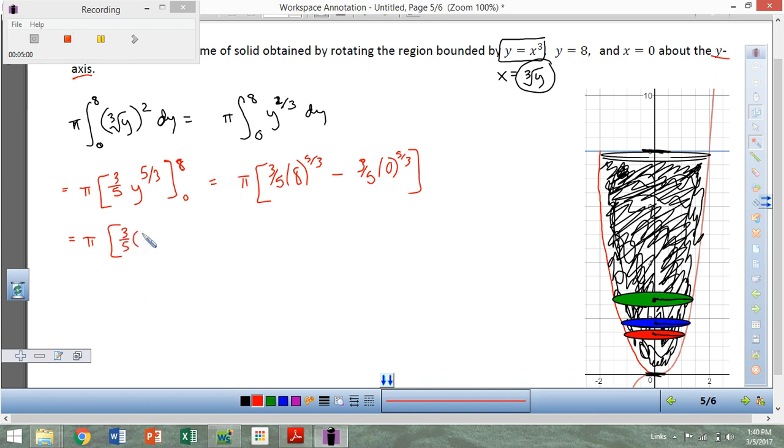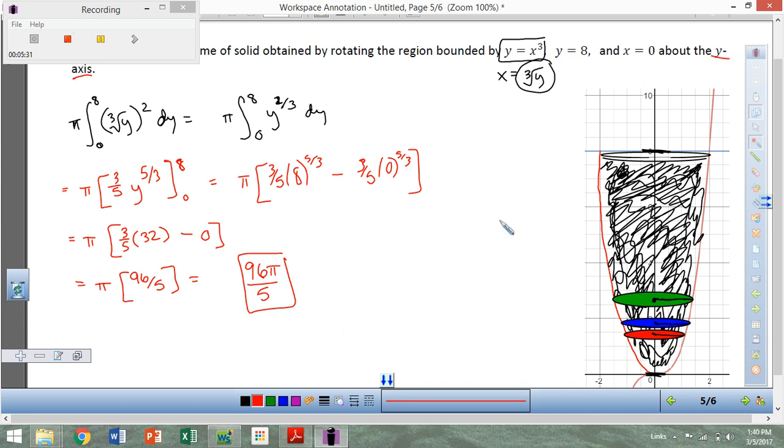So I have 3/5 times 32 minus, this is just going to be 0. Okay, 3/5 times 32. Well, I can just make that 3 times 32, which would be 96 fifths. And then I'm just going to multiply by pi, and I'm going to get 96 pi over 5.